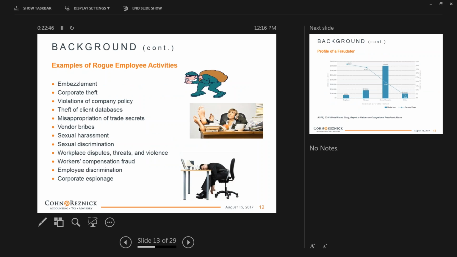Examples, some limited examples. I mean, there's hundreds of schemes out there that employees and fraudsters will come up with, but these are some of the most common themes. The violations of a company policy, the theft of client databases or client information. And how many times has someone left your organization and maybe taken a customer list or a vendor list with them to assist them in their new endeavors?